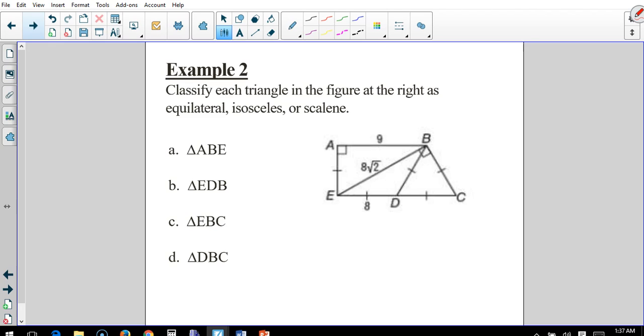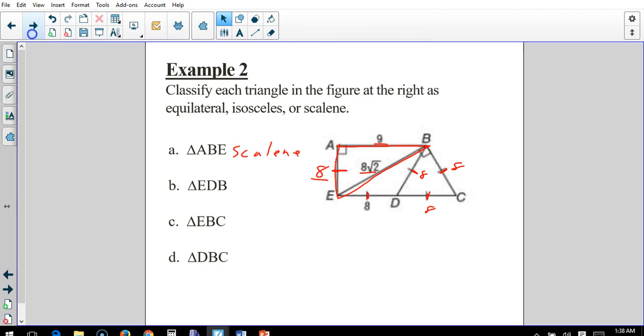Now, classify as right, equilateral, isosceles, or scalene. Okay, well, ABE, let's see what that is. Well, we know that this is 8, and every hash mark with one is also 8. So we can go through and mark all of these 8. Well, ABE has a side that measures 8, a side that measures 9, and 8 radical 2. They're all different, which makes it scalene.